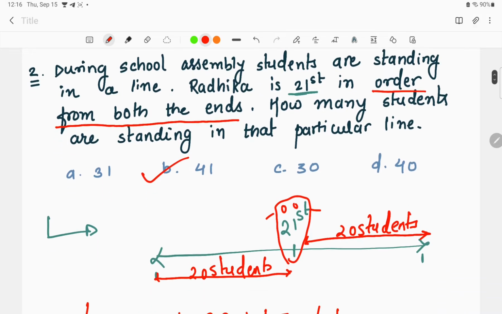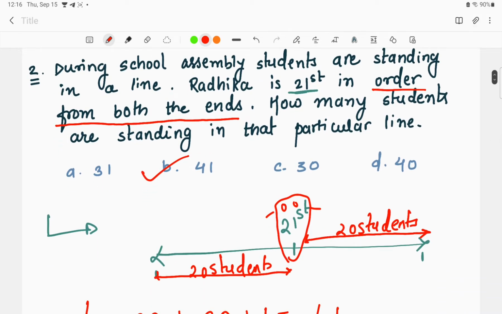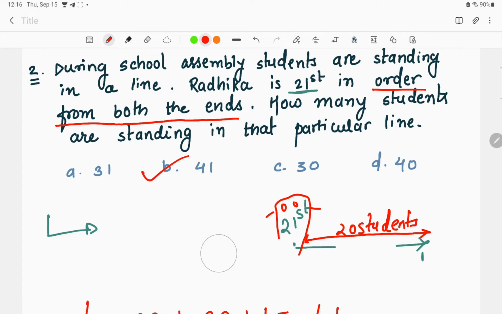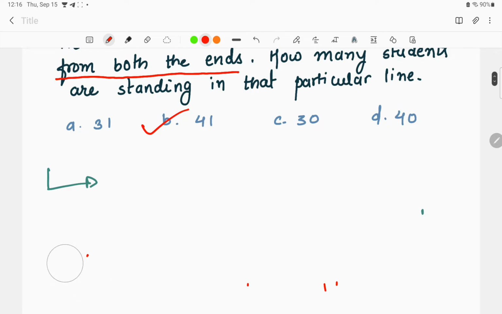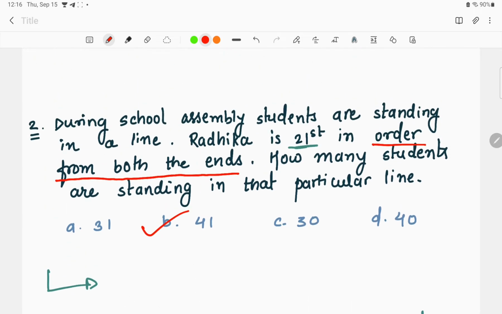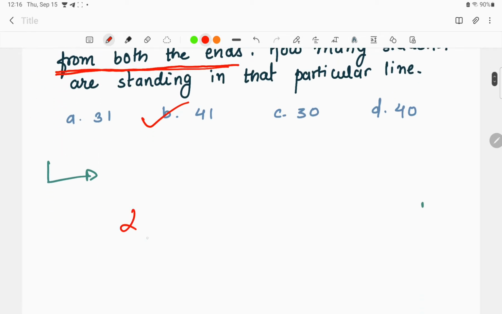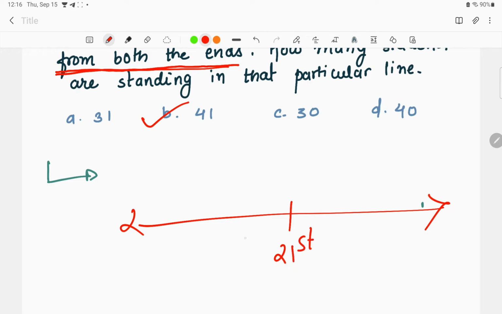Look at the question carefully once again. I will repeat it. During this school assembly, students are standing in one particular line, and in this line, this sentence is very important: Radhika is 21st in order from both the ends. From both the ends, she is at the 21st position.